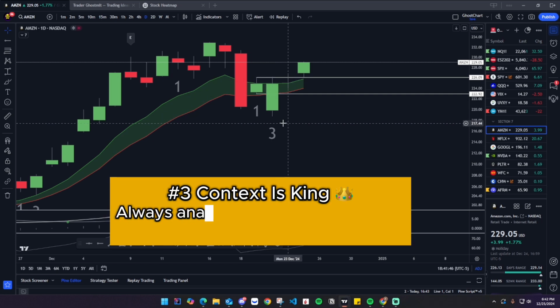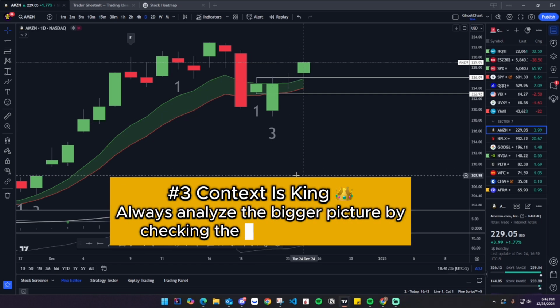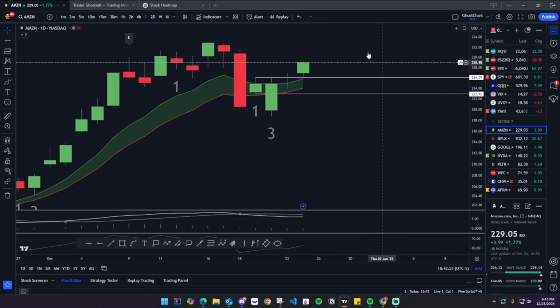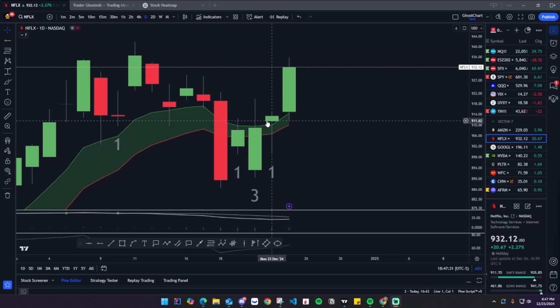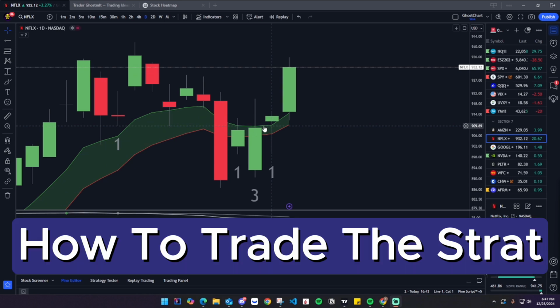Number three, context is king. Always analyze the bigger picture by checking the higher time frames. An example of this is this Amazon setup. On the daily, we did flash the low of this inside bar, but on the weekly, you can see it was a 3-1 setup. I knew it was not going to go below 218. But as we dive in on exactly how to trade the Strat, let's cover it a bit more thoroughly.